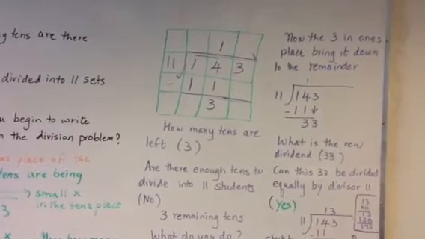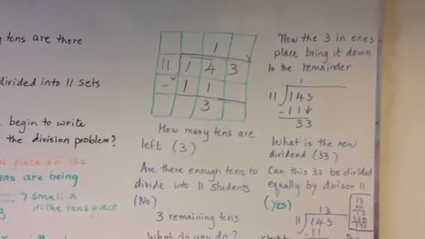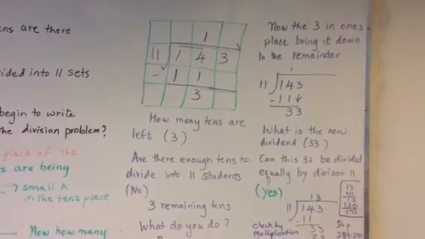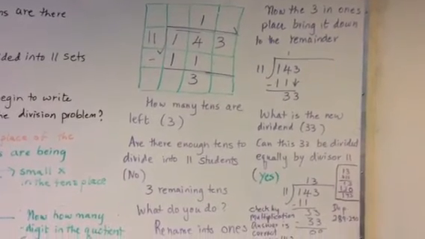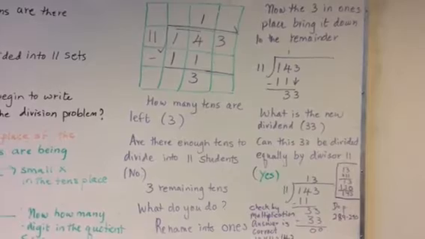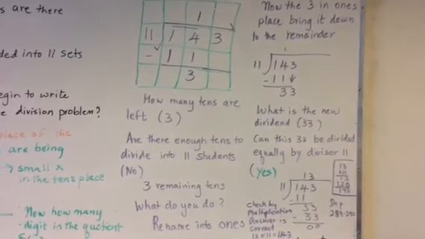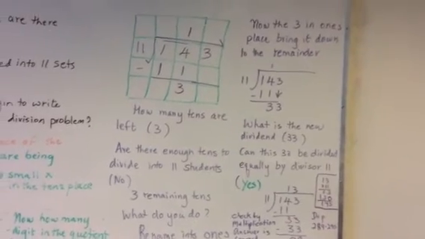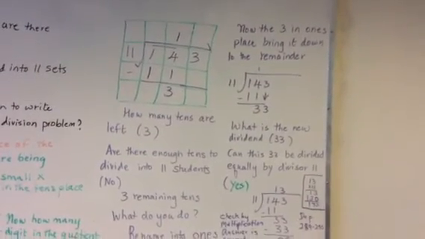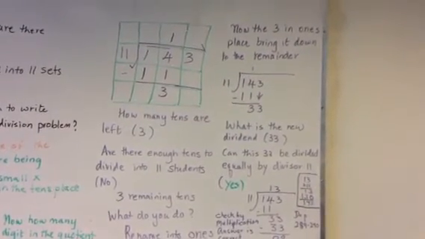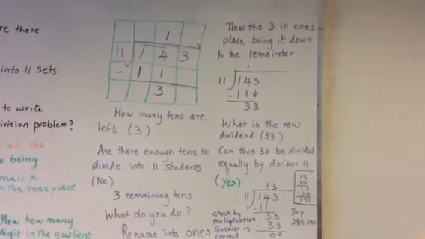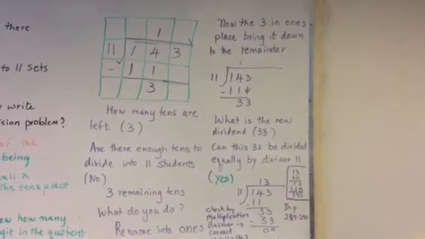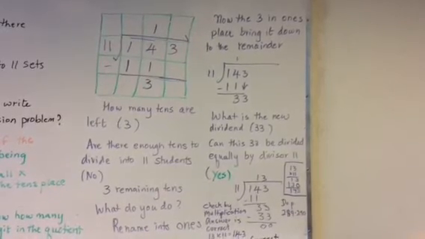4 minus 1 is 3, 1 minus 1 is 0. How many tens are left? 3 tens are left. Are there enough tens to divide into 11 students? No. 3 remaining tens. What do we do? Rename them into ones. So now there are 3 in the ones place. Bring it down in the remainder. Then when you bring it down, the new dividend is 33.